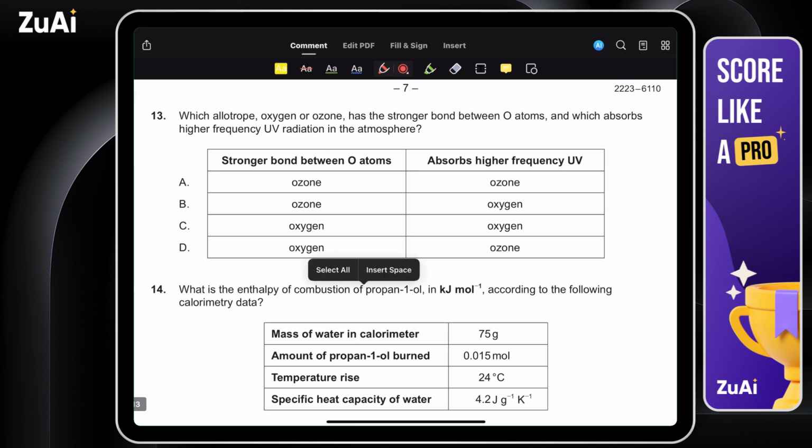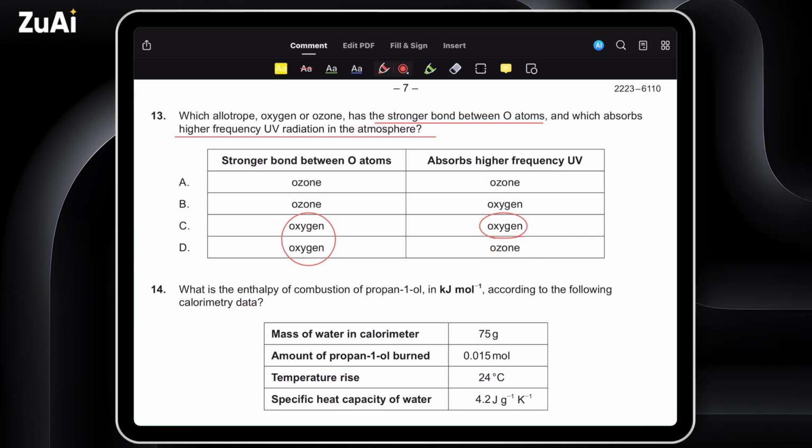Which allotrope, oxygen or ozone, has the stronger bond between oxygen atoms, and which absorbs higher frequency? The stronger bond is always in oxygen, and higher frequency also oxygen, because ozone has a weaker bond and absorbs less energy.